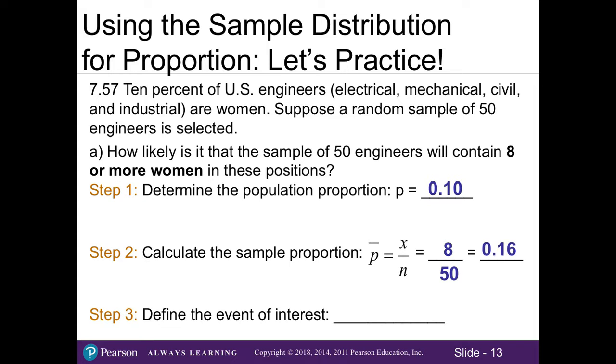In step 3, we want to define the event of interest. Again, this is given to us in part A, in that we want to know the probability that there will be 8 or more women in our sample of 50 engineers. Since we've already calculated our sample proportion in step 2, we will write our event of interest as the probability that our sample proportion will be greater than or equal to 0.16.